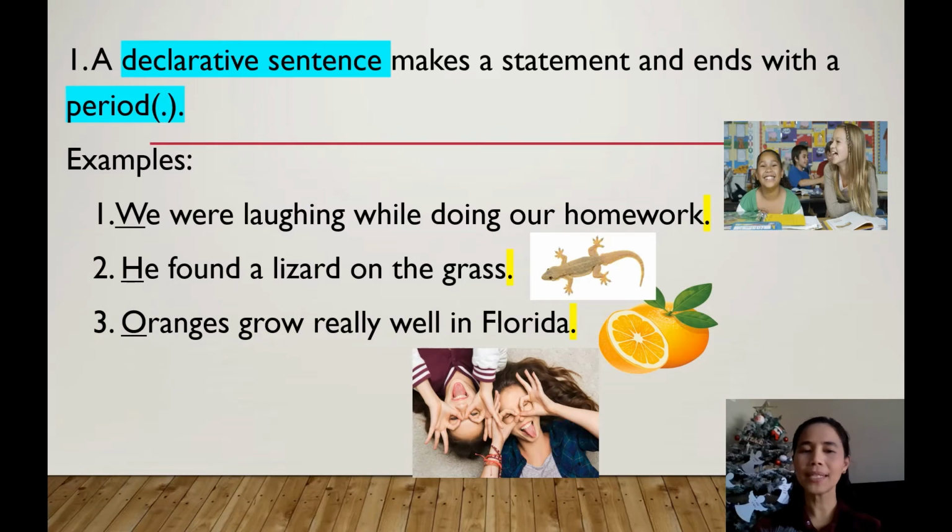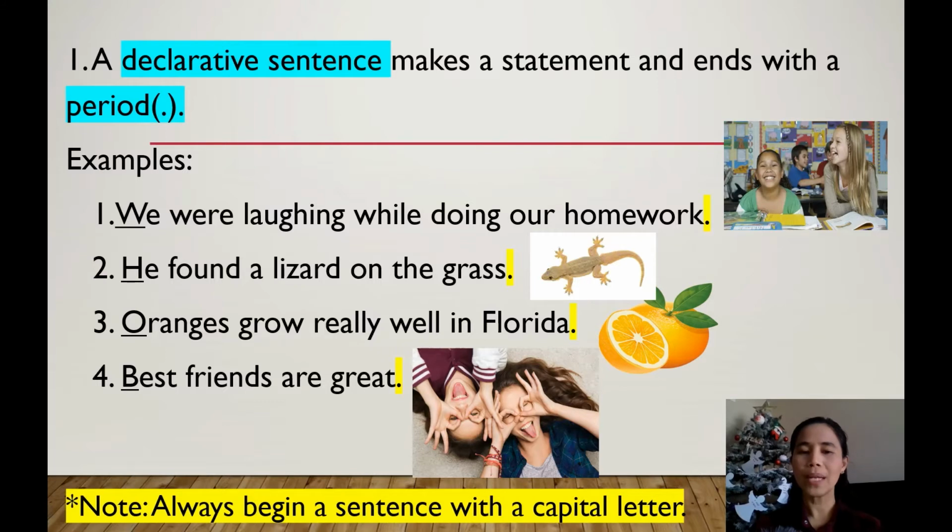For number 3, we could say, oranges grow really well in Florida. And the 4th one, best friends are great. So remember, we usually begin a sentence with a capital letter and end it with a period. And that makes it a declarative sentence. I hope you get that.